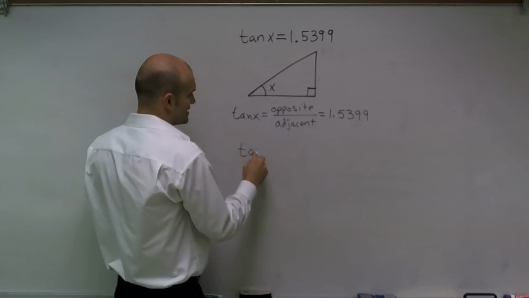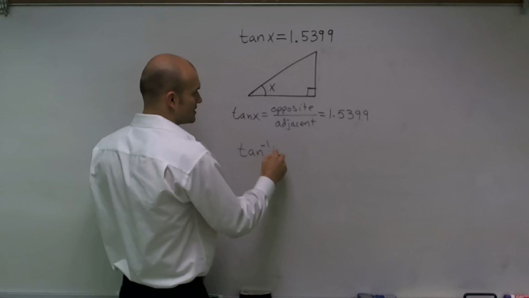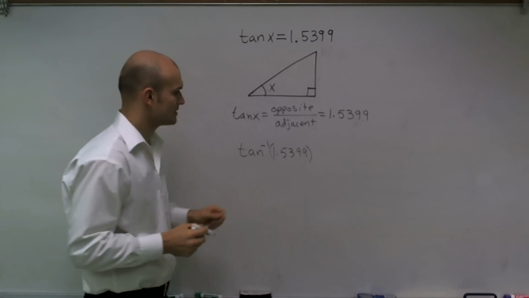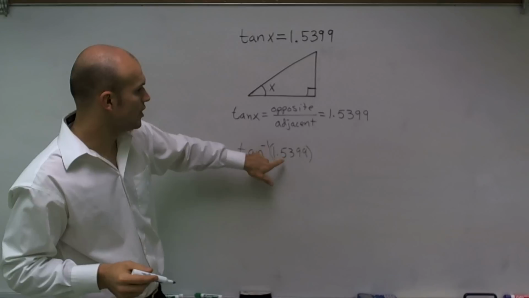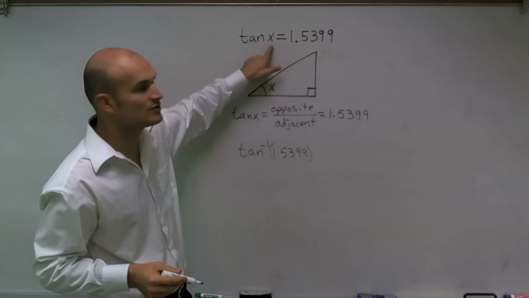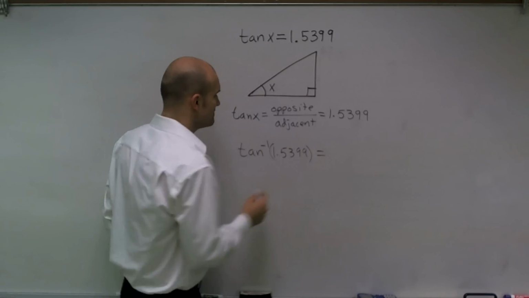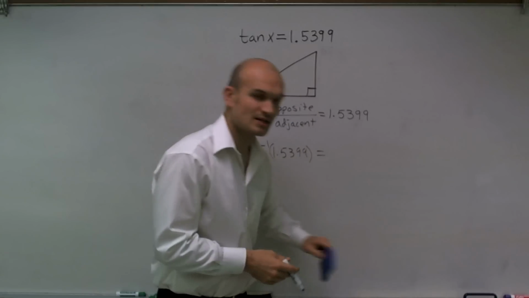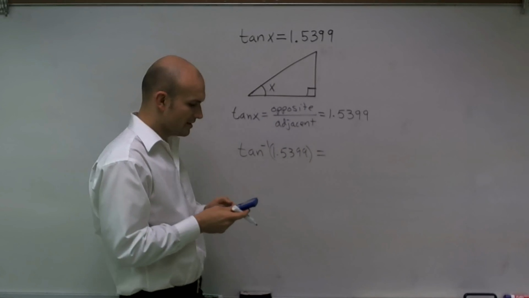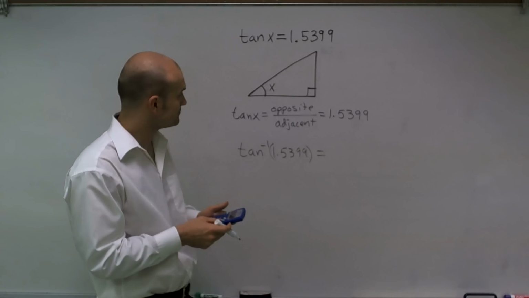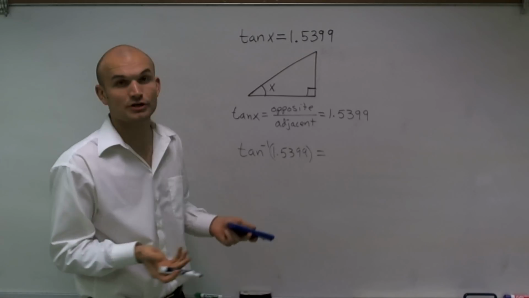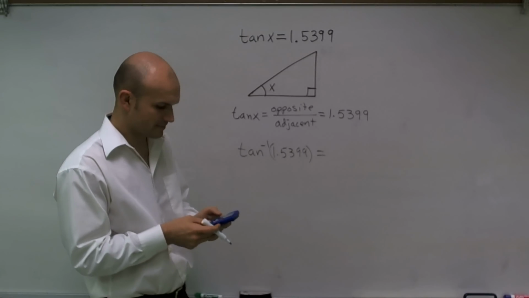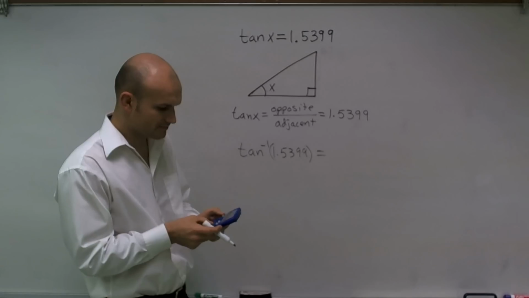So what I'm going to do is find the inverse tangent of 1.5399. Okay, so I want to undo my tangent function to find what my value of x is. So we can say the inverse tangent of 1.5399 equals x. And what I'll do is take a scientific or graphing calculator, and all you simply need to do is make sure that if you're trying to find your degrees, that you're in degree mode.